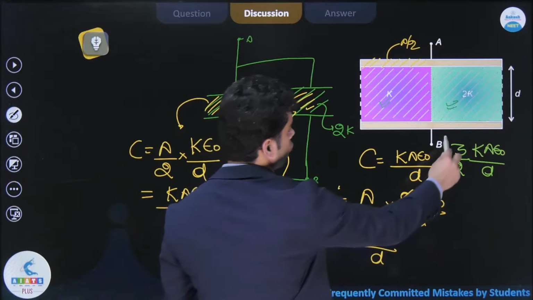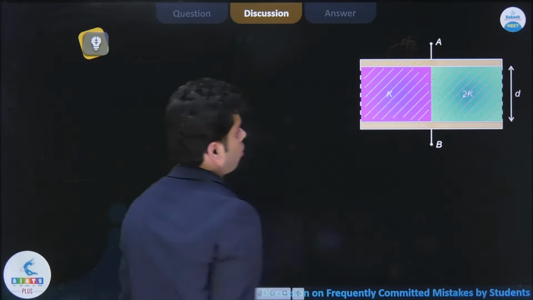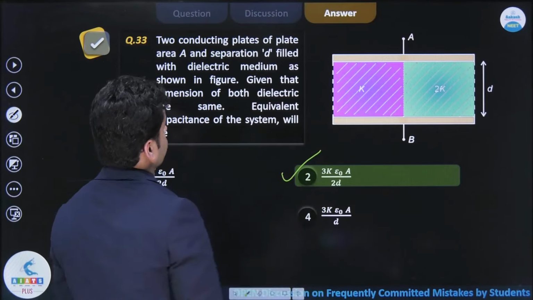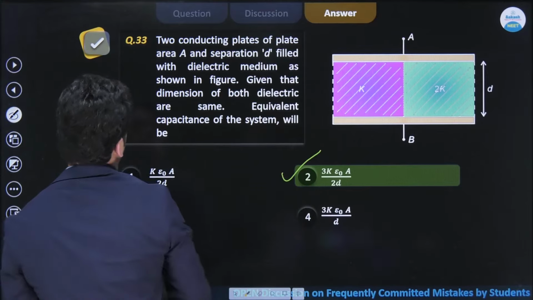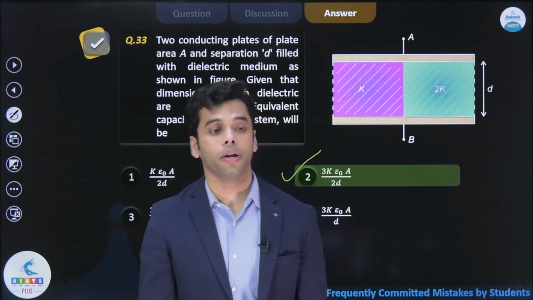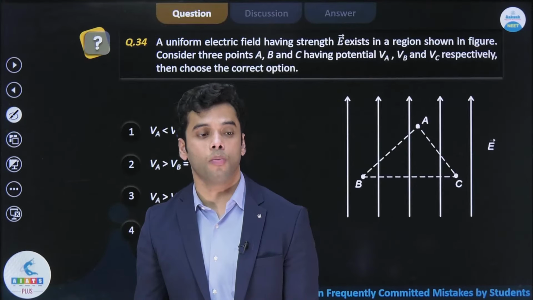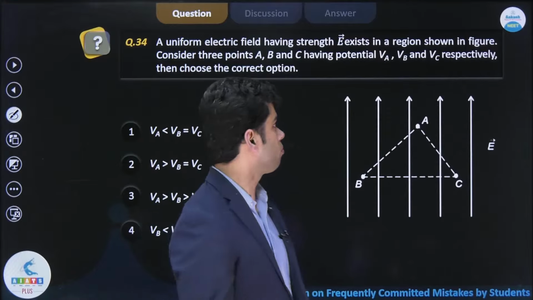So the correct answer is 3 by 2 K A epsilon naught by D, which means option 2 is the correct answer to this problem, right? कोई doubt है बेटा किसी को? This is question 33. Let's move forward to problem 34, right?